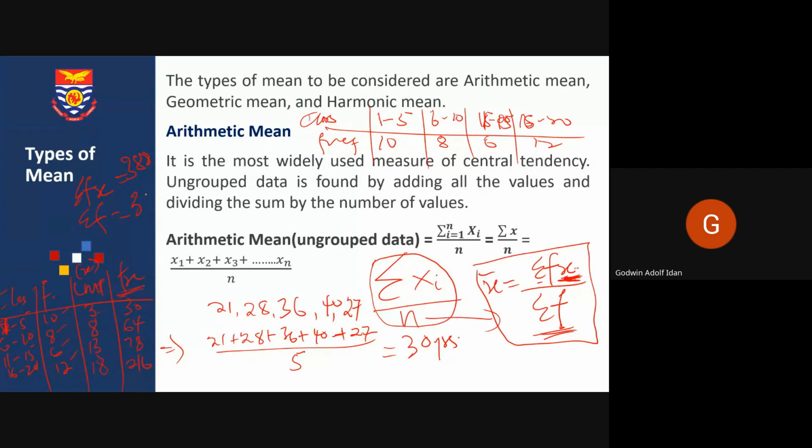So for us to get our mean, we are now going to do 388 divided by 36, and that gives us the mean. What's the final answer? 11. So 11 becomes the mean of this particular data. Any question?